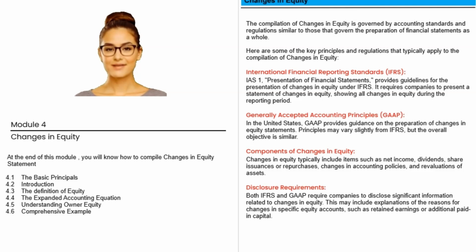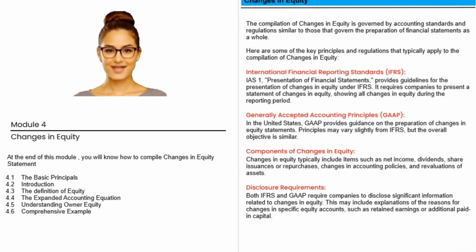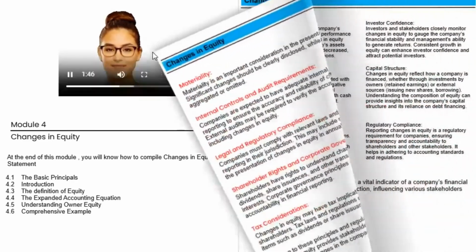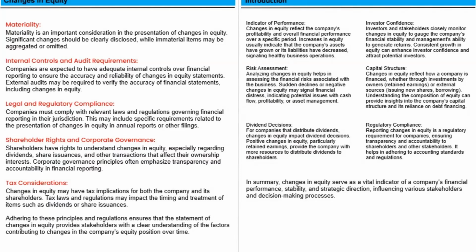Moving on, we have the disclosure requirements. Both IFRS and GAAP require companies to disclose significant information related to changes in equity. This may include explanations of the reasons for changes in specific equity accounts, such as retained earnings or additional paid-in capital. Consistency and comparability. Like other financial statements, changes in equity should be prepared consistently from period to period to ensure comparability.